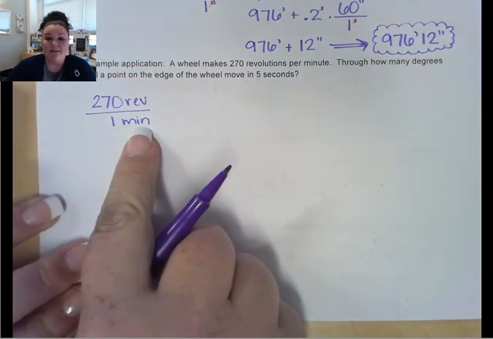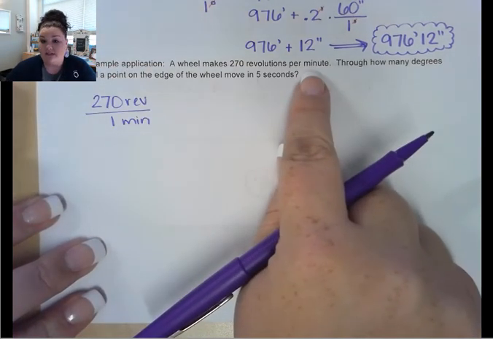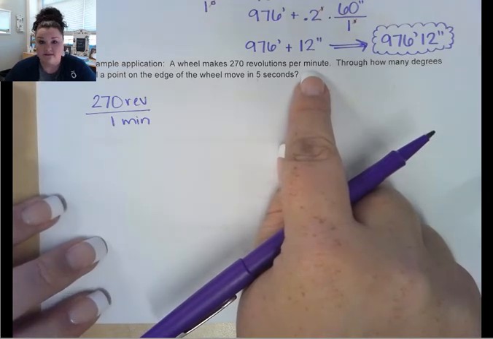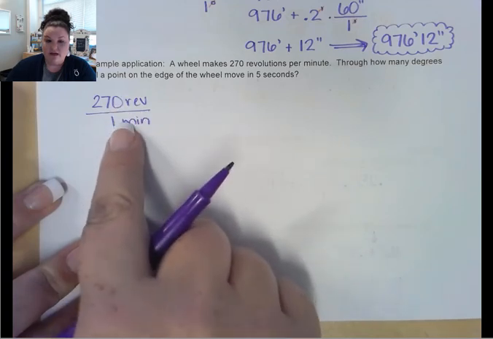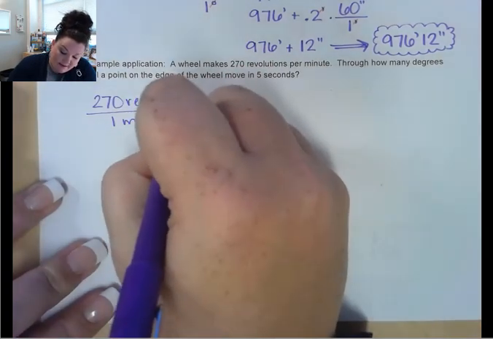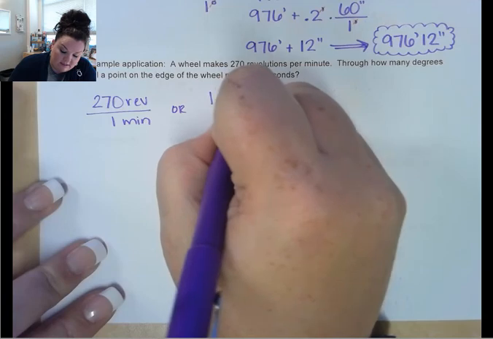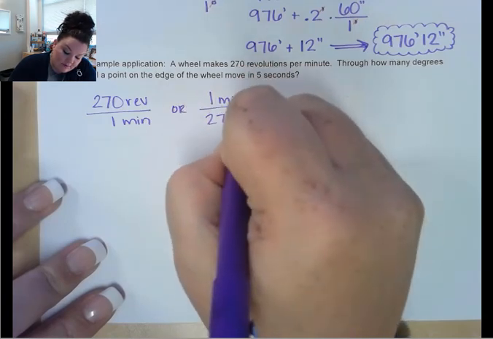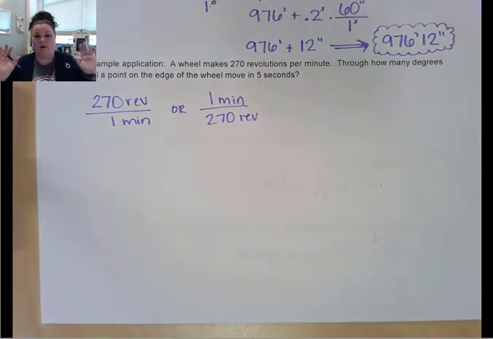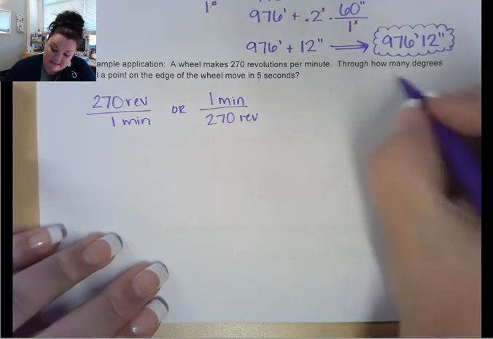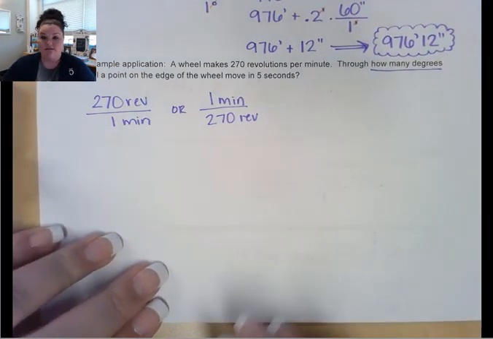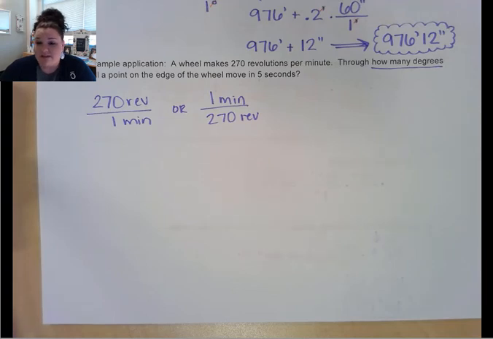Now notice I'm writing MIN because this is talking about time. It's not talking about angle minutes. So 270 revolutions per minute is my ratio. Now I'm going to write it like this, or it may be that I want to write it as 1 minute over 270 revolutions. It just depends on what I want to end up with. What it's asking me is through how many degrees? So that means I want to end up with degrees.